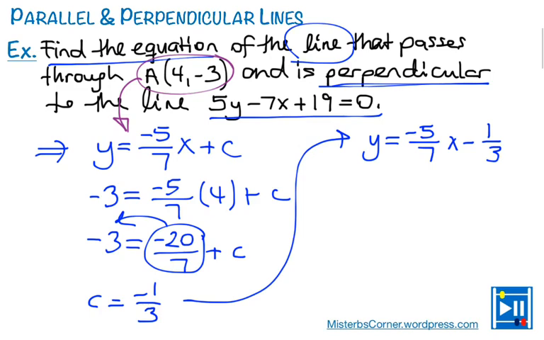Now the question might ask me to write it in the form ax plus by plus c equals 0, which I'm going to play with a little bit and find out that it's going to be 21y plus 15x plus 7 equals 0.